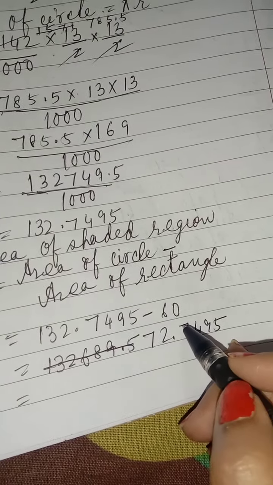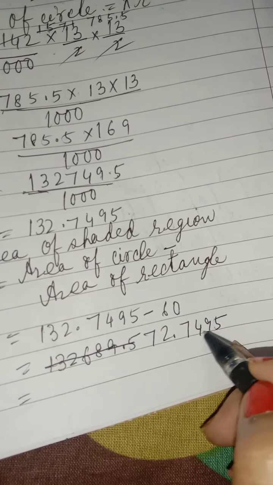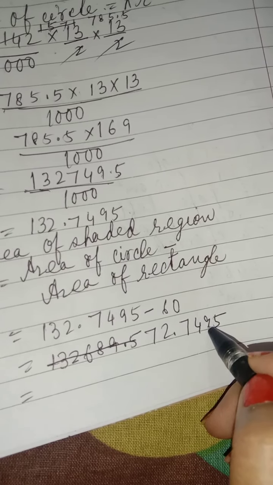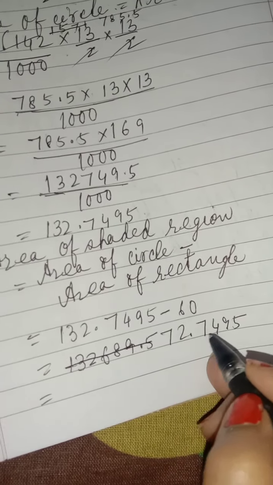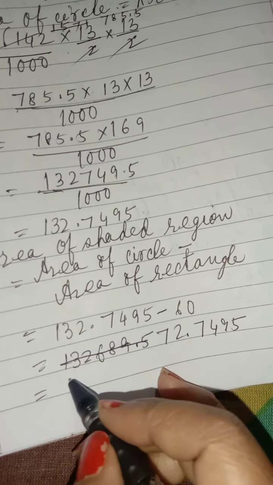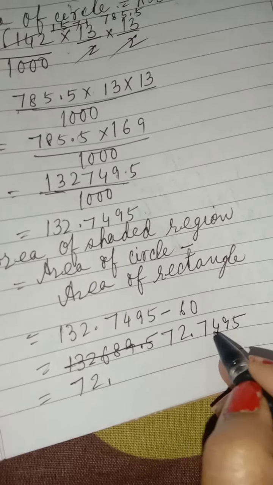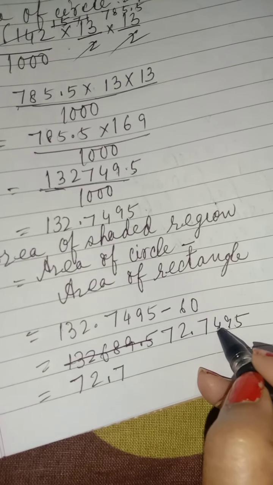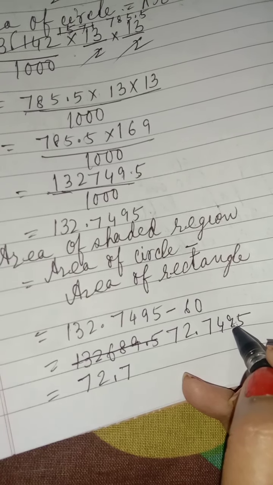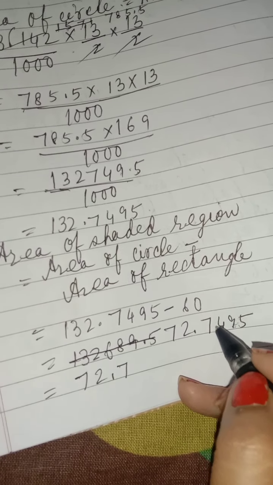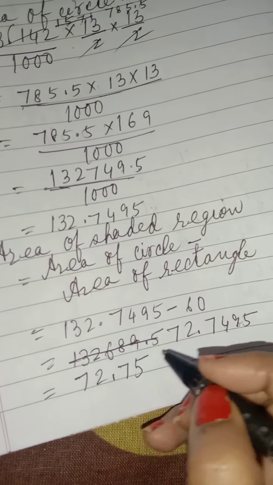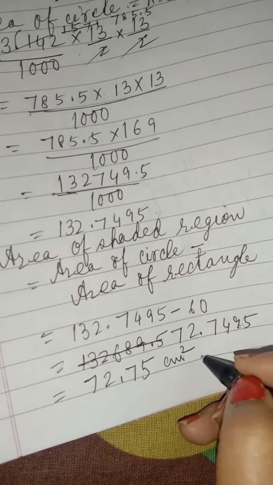So these are the first decimal place, second decimal place. After the second decimal place we have to see. We see it's 9, that is more than 5. So that is why this digit will be increased by 1. So it will become 72.74, and since the next digit is 9, the second place value will be increased. So it will be 72.75 centimeter square.